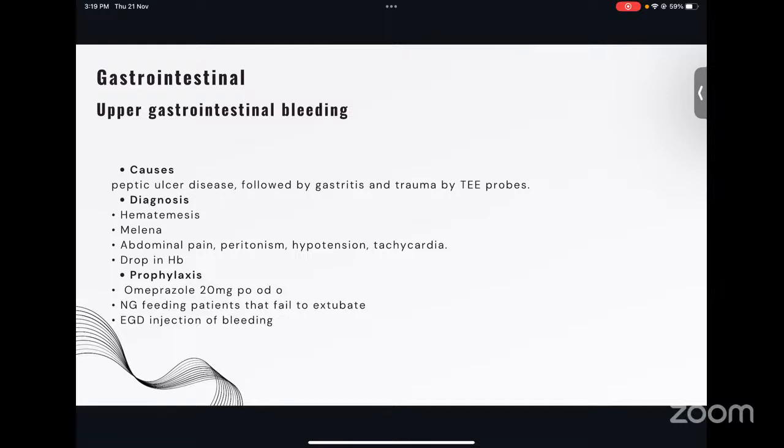Prophylaxis of upper GI bleeding: give the patient omeprazole as prophylaxis if the patient has a history of peptic ulcer, gastritis, or hiatus hernia. Start nasogastric feeding early in a patient with failed extubation, and avoid using non-steroidal anti-inflammatory medication in a patient who has a history of dyspepsia or is elderly.